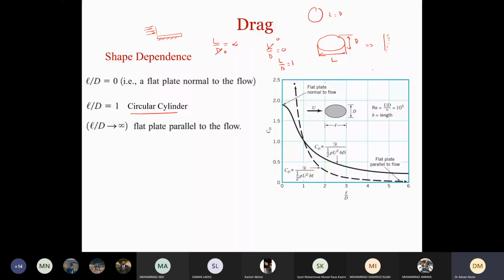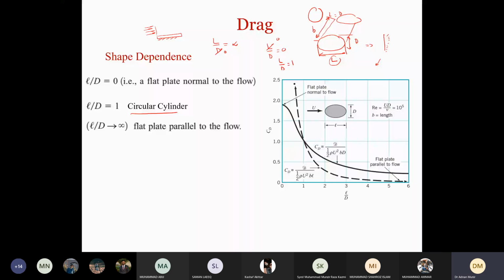So now in this figure, these are the experimental results in which we have L by D on the x-axis and we have drag coefficient on the y-axis. So clearly you can see that this solid line is plotted with CD equals D over 1/2 rho U square BL, where this is L and B is its width, or length, you can say. This is length B.